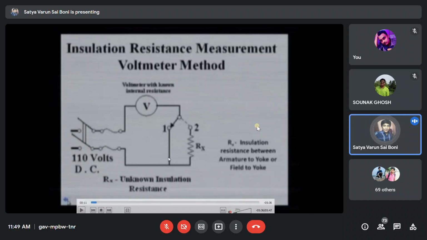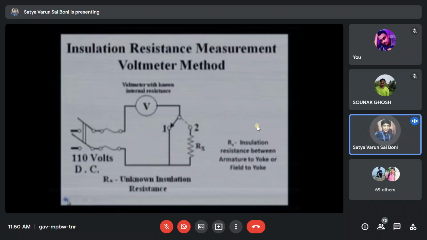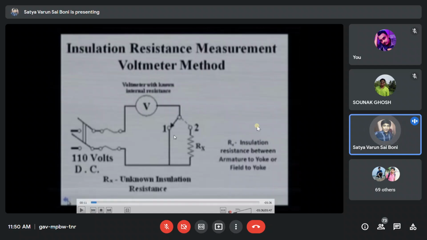And we have a short circuit. This is nothing but a short circuit line, and this is the exact RX, which is the insulation resistance between armature and yoke or field and yoke. First case: if you want to measure the supply voltage, meaning you are giving a supply voltage and you want to measure what the supply voltage is, you should short circuit these two points. At that time, the voltage value in this voltmeter will give the supply voltage.